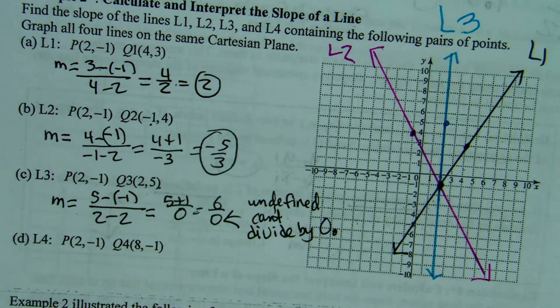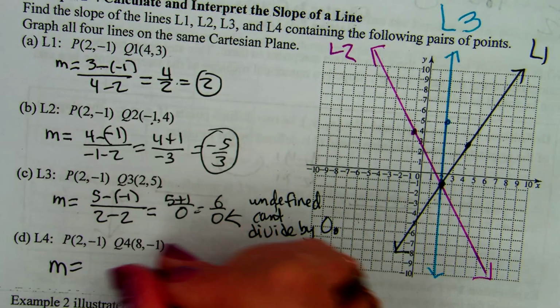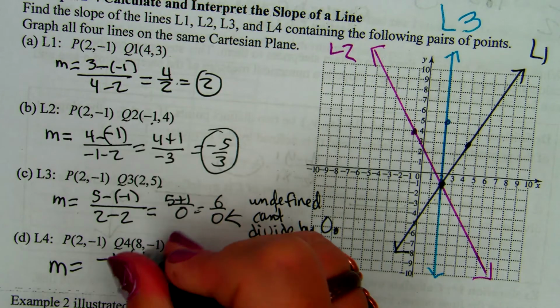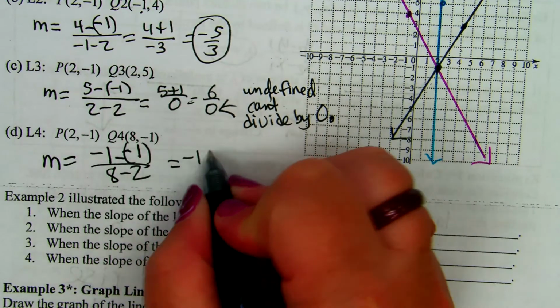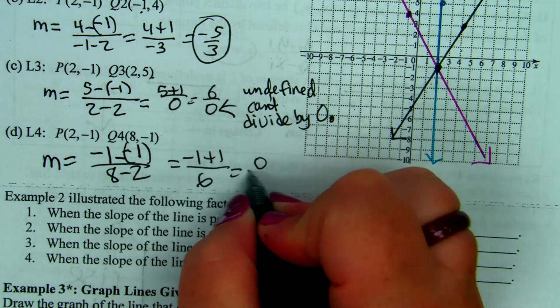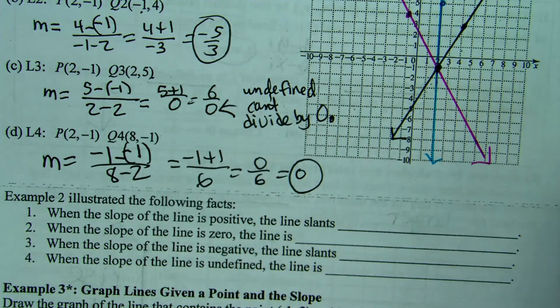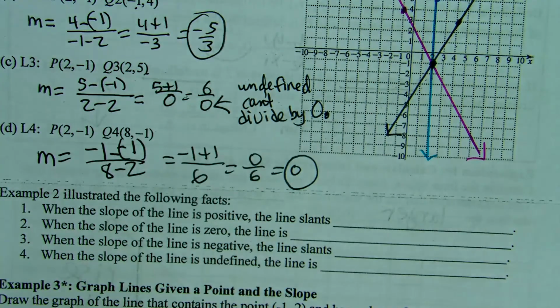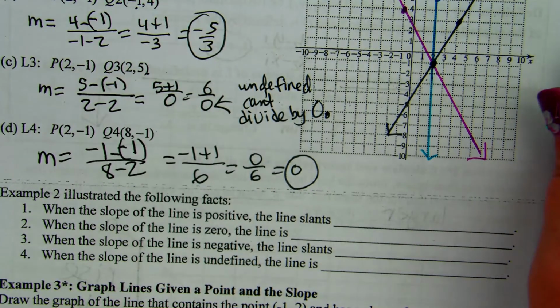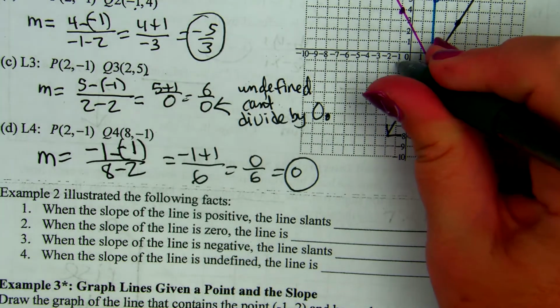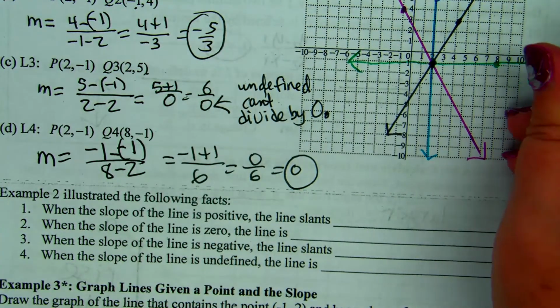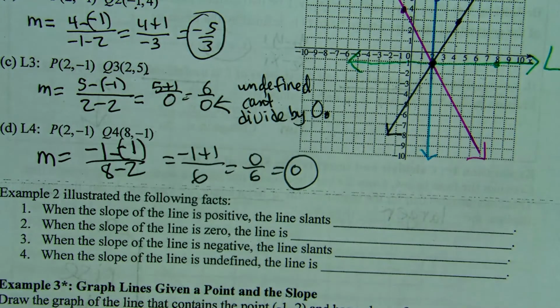And then my last line, the slope is -1 minus -1 over 8 minus 2, which gives us -1 plus 1 over 6, equals 0 over 6, which is 0. And we start at (2, -1), and we go to (8, -1), which is right here. They all go through the same point, (2, -1). This is line 4. Those are the 4 lines.